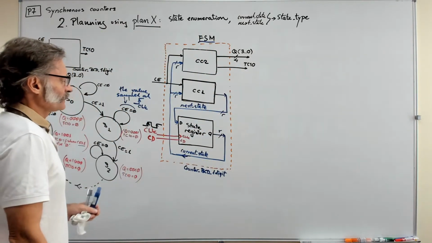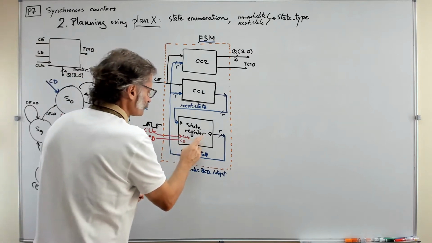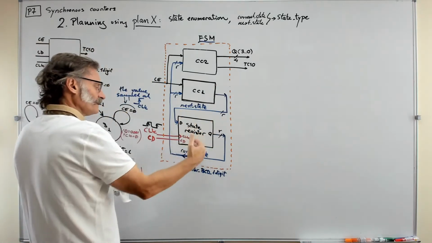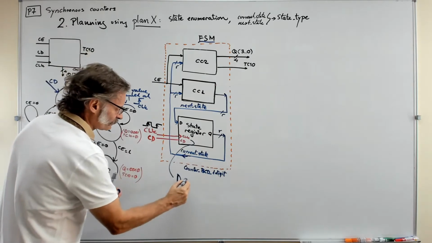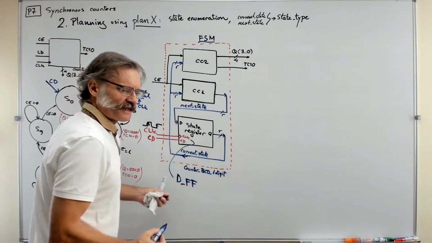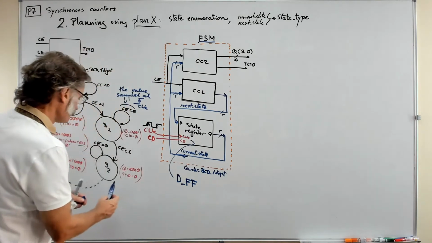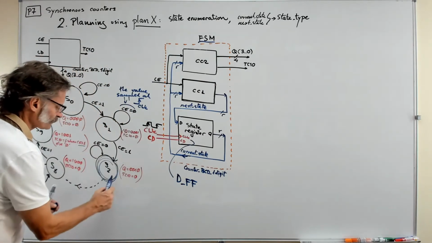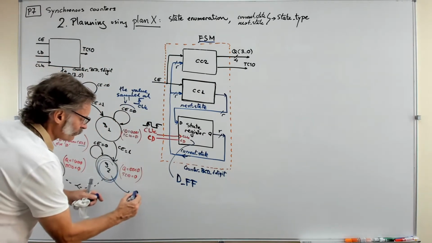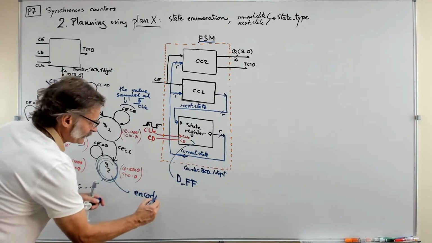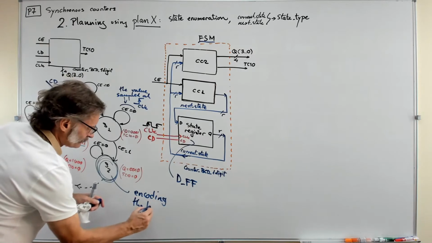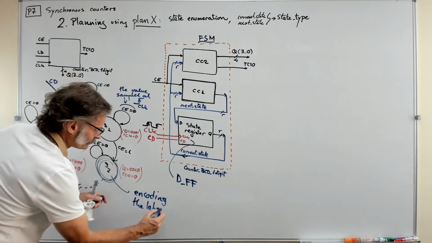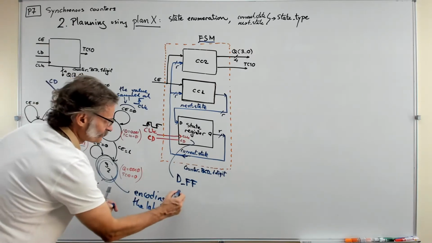That way. And you know that you have as well the state register that is connected like this. It's basically an array of data flip-flops, and the number of them depends on the way that you are encoding the labels of such states, in which way.